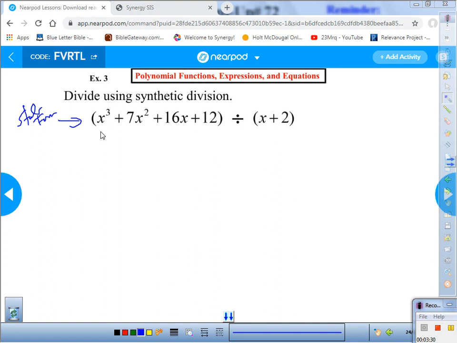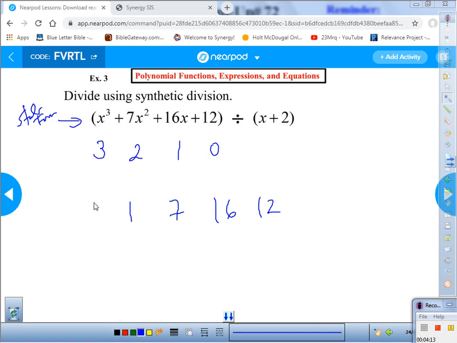What's the power for the first term? 3. For the next terms, 2, 1, and 0. Is it in standard form? Yes, from greatest to least. Does it have all the powers accounted for? Yes, 3, 2, 1, and 0. If that's true, then I don't need to worry about filling in spaces for missing powers. So now I'm going to do the synthetic division using coefficients. What is the coefficient of the first term? 1, and then 7, 16, and 12.